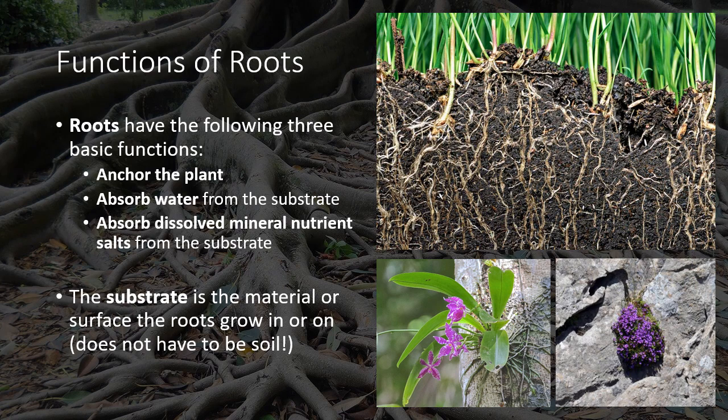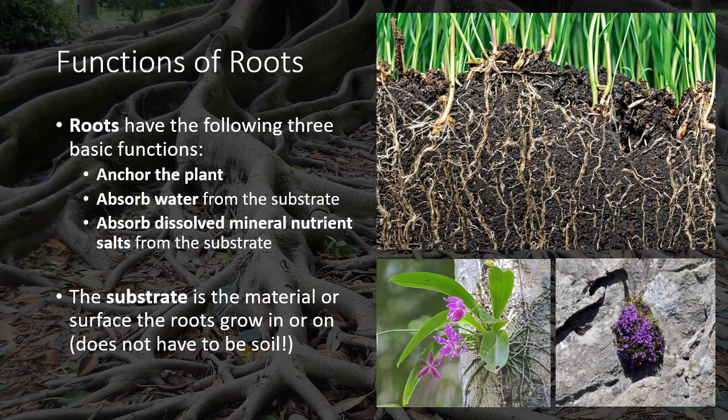Okay. So roots have three basic functions. We already talked about how they collect materials that the plant needs for life, but what are those materials? Mainly water and dissolved mineral nutrient salts, which are found in their substrates. Roots also serve to anchor the plant to the substrate. If you're not sure what a substrate is, that's just a material or surface that plants grow in or on. It does not have to be soil.